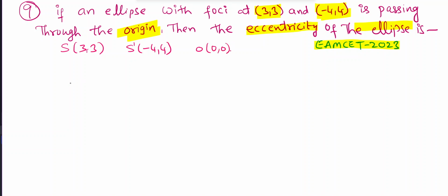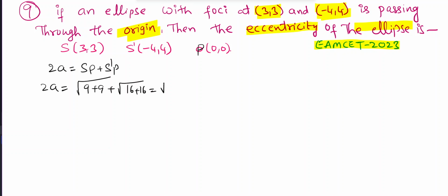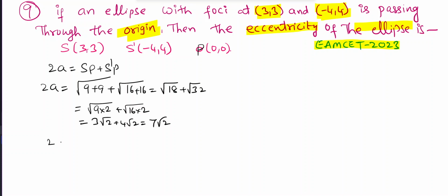Now, we know the formula 2a = SP + S'P. Here the point P is given as (0, 0). So 2a = SP, the distance from S to P, that is under root of 3 square is 9 plus 9, plus S'P, this is 16 plus 16, that is equal to root 18 plus root 32. So root 18 is written as 9 into 2, and root 32 is 16 into 2. So this is 3 root 2 plus 4 root 2, that is equal to 7 root 2. So 2a is equal to 7 root 2. This is the value of 2a.